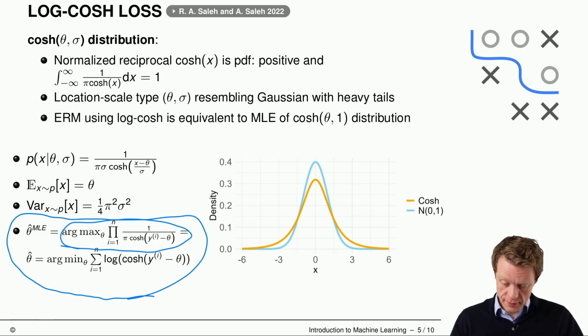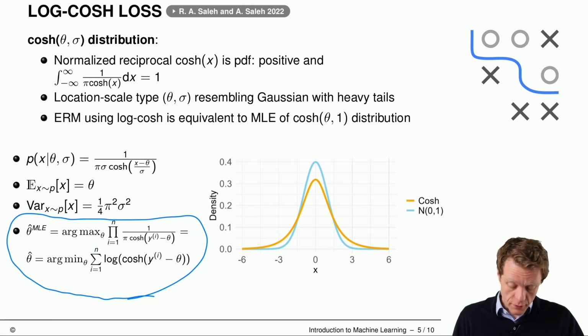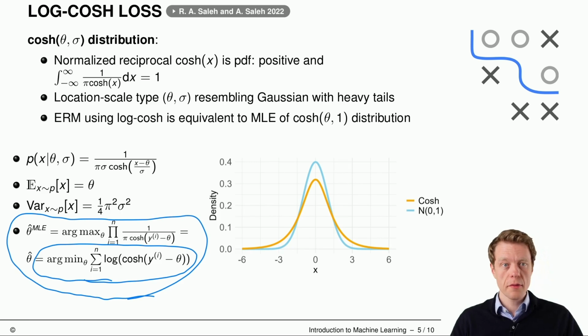But this is nothing else than the argmin of the sum of the logarithm of these cosinus hyperbolicus things, and that's exactly the loss function, the Log-Cosh loss function, right? So if you don't believe that that's the same thing, then prove it, because it is the same thing.